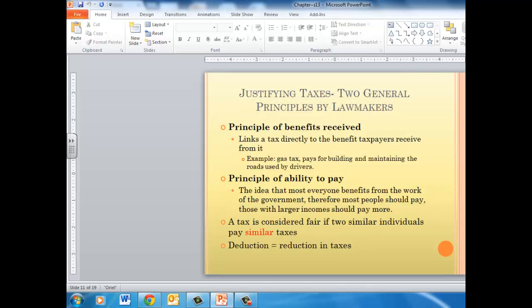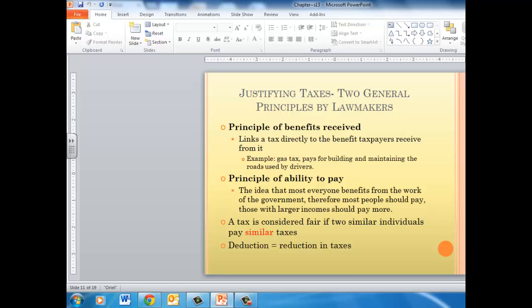Here are two principles by which we justify taxes in this country. The first is the principle of benefits received, which means that a tax is directly linked to a benefit that you're going to receive. So by paying a gas tax, that helps pay for building and maintaining roads that each of us get to use on a daily basis. So we're receiving some benefit from that tax.